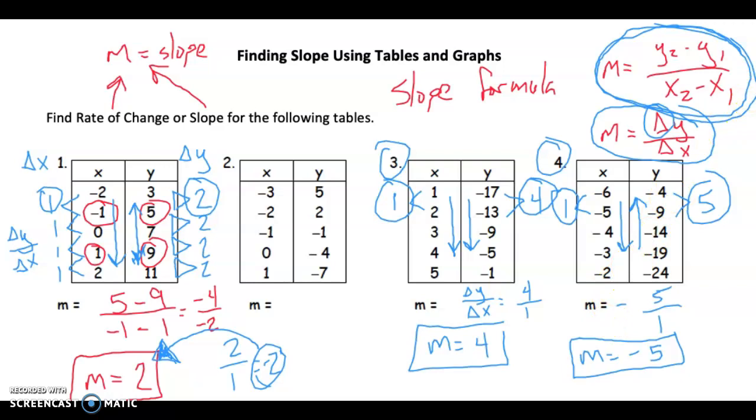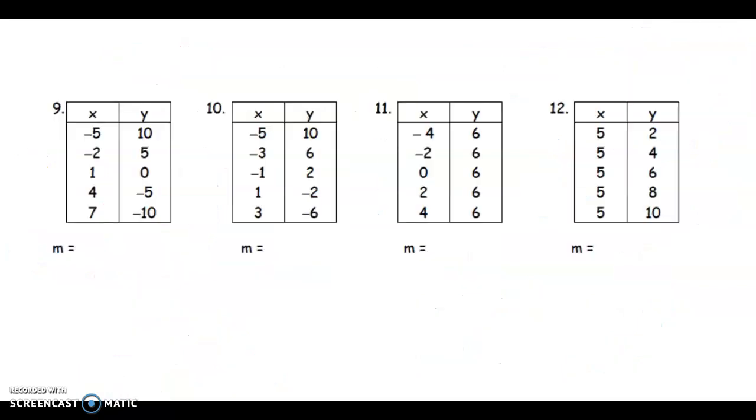So that's how we would find slope or rate of change from a table. Let's go and look at something a little bit different. Let's go back and look at just some different tables. What if the intervals are different?